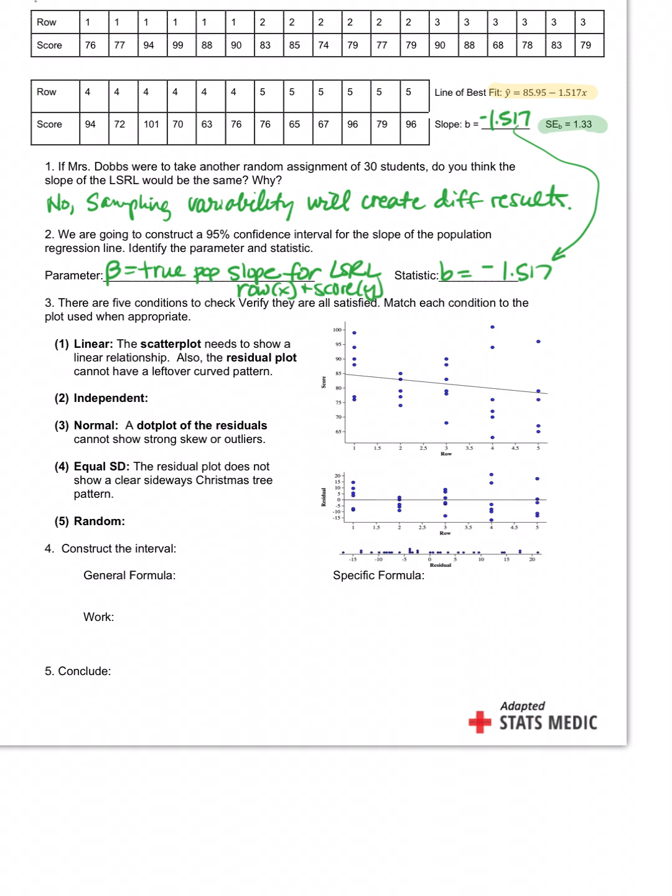Now, in the state step, if we were doing our state, plan, do, conclude, this is what we would write. We're trying to estimate the true population slope for the LSRL where X is rho and Y is score at 95% confidence, okay? Now the plan step, the conditions are different than what we're used to, okay? We're used to just random, 10%, normal, right? There's a lot more conditions when we do slope.